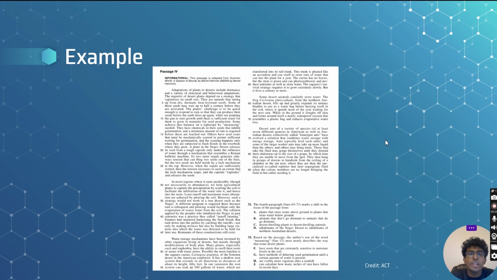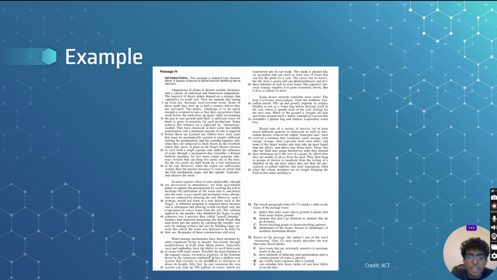I'll pause for a second for you guys to look at it and start annotating, but I'll just go through it on a quick skim. We have adaptations of plants to deserts. We have dormancy, structural and behavioral adaptations. Okay, so it's going specifically into details about it, like chemicals for germination, seed from a tough capsule. Okay, moist regions where it rains predictably, capture the precipitation, so least runoff, maximum water absorption.